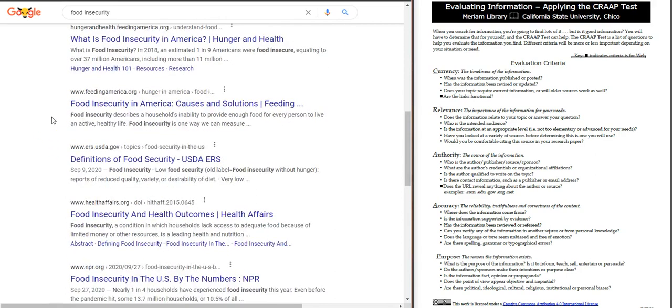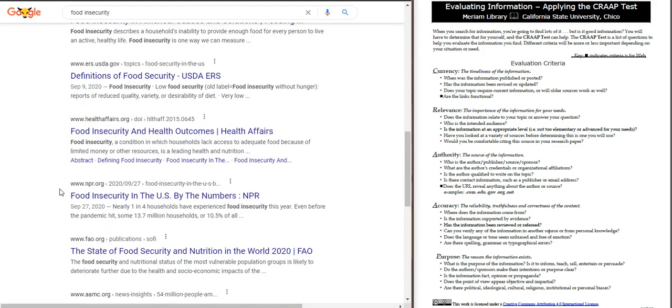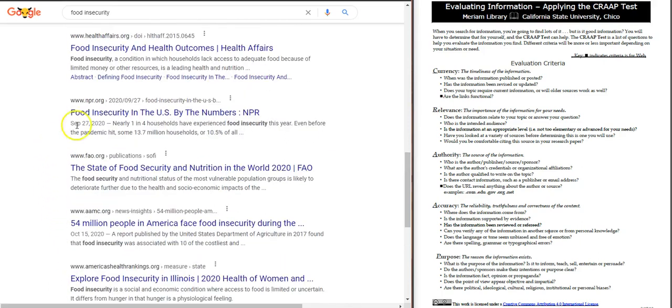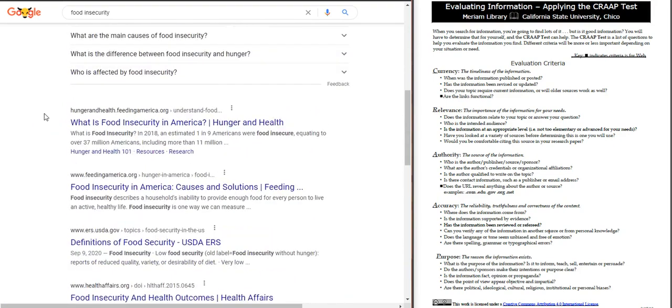What I would tend to do is focus in and take a look at the government sites, and most of us would probably also be likely to click on something that we were more familiar with. Like for me, health.gov. I would also click on this National Public Radio. But it all depends on what kind of sources we need for a research project.